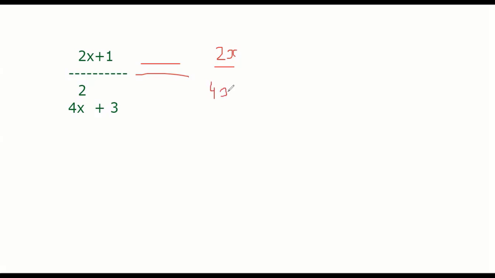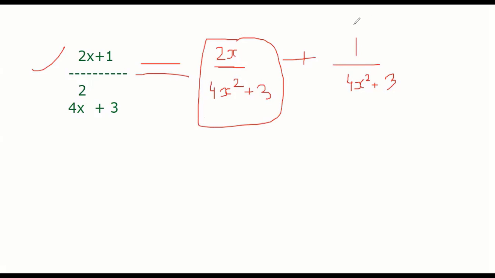I can split this function as 2x over 4x square plus 3 plus 1 over 4x square plus 3, right everybody? So I split, or the better word is I decomposed, my original fraction into two parts. I can say I decomposed into partial fractions, because 2x over 4x square plus 3 is not the full fraction of the original quotient. It's only a partial of it. These are known as partial fractions.